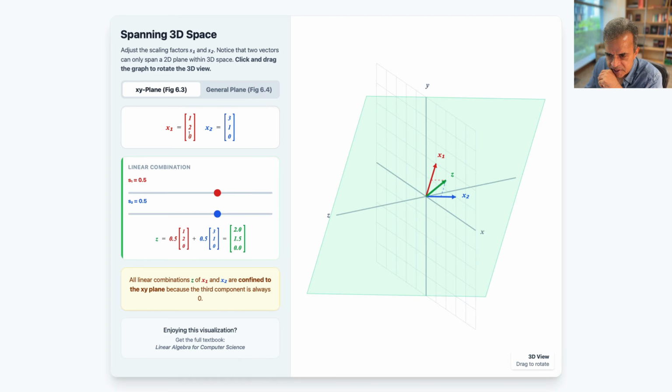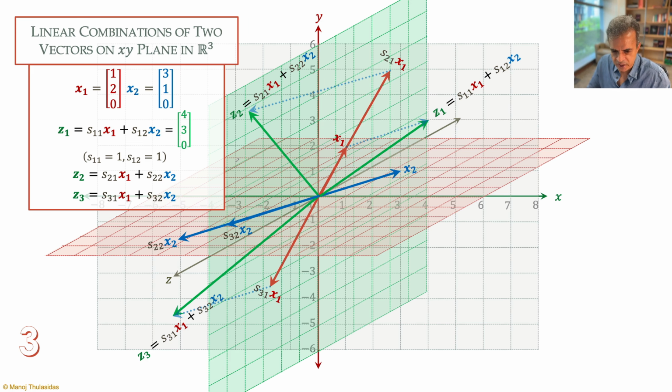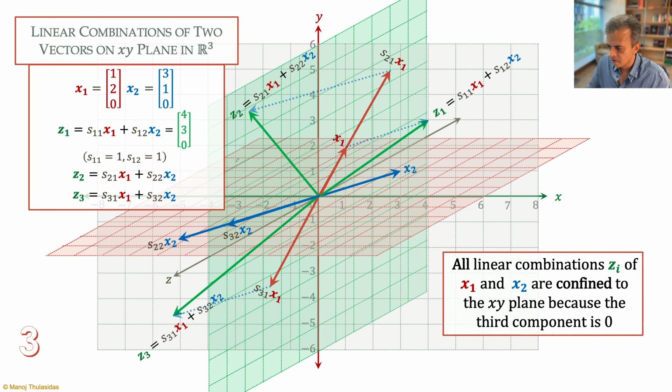Why? Because the z component of my two vectors is just 0. So whatever linear combination you take, the linear combination also will have the third component, the z component, to be 0, which means you're confined to the xy plane. So that was this one. That is my example 3. So all linear combinations are confined to the xy plane.